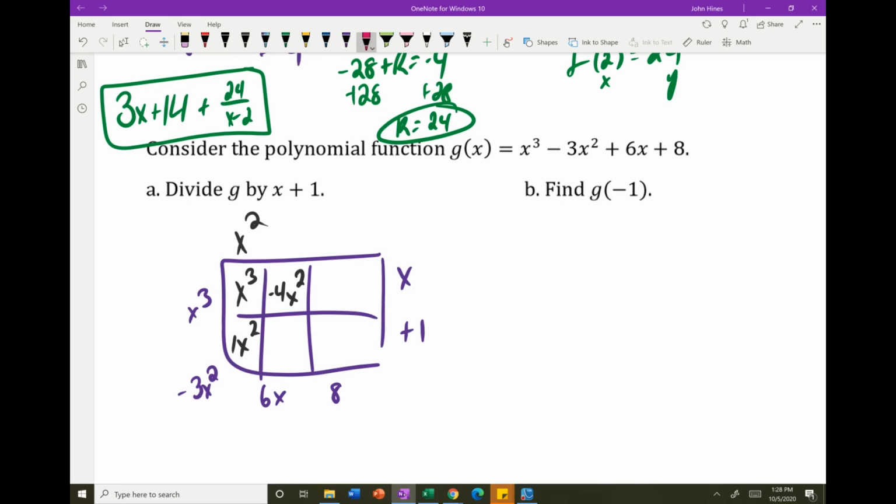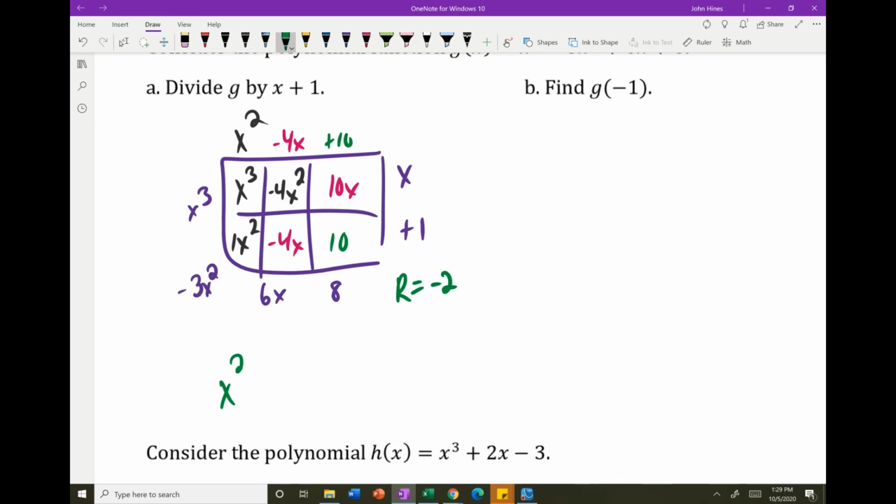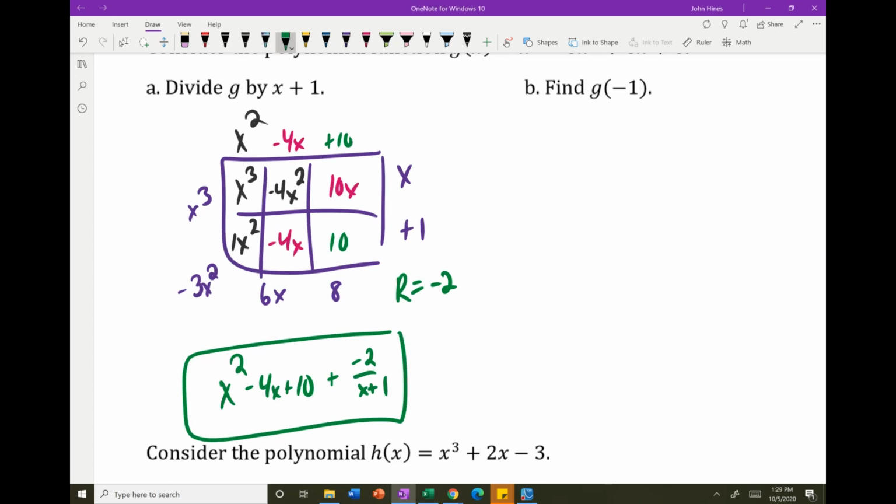Then we start again. Negative 4x, negative 4x times 1. Got to go up 10 floors there. 10 minus 4 is 6. And then finally 10. That leaves me with a remainder of, how do I get from 10 to 8? A remainder of negative 2. So the quotient is x squared minus 4x plus 10 plus negative 2 over x plus 1. Remember, it's quotient, plus you have a little fractional piece left over because it didn't divide in nicely, so negative 2 over x plus 1.